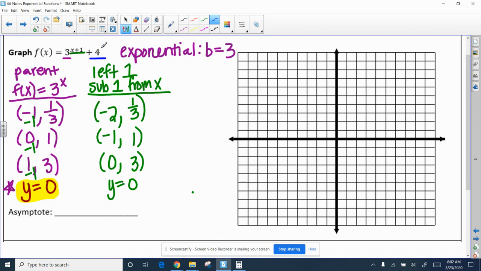Now the +4 is not with the x. It's not in the exponent, so I know that's not affecting the x. That's going to be affecting the y values. And since it is affecting the y values, we just do the operation we see. So I'm going to add 4 to the y values. And that's going to make the graph shift up 4.